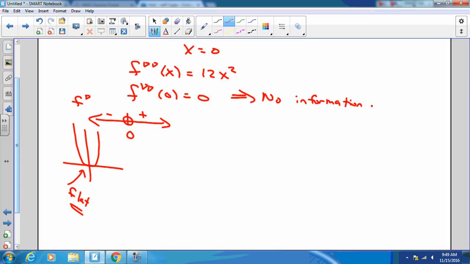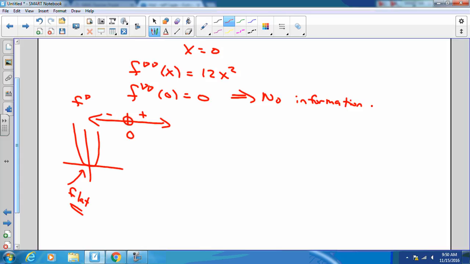The triple root forces f double prime to be 0. In fact, f triple prime is also 0. And it's not until you get to the fourth derivative that you finally get a positive value. It's possible to extend the second derivative test. I'm just going to throw this out there with some more.